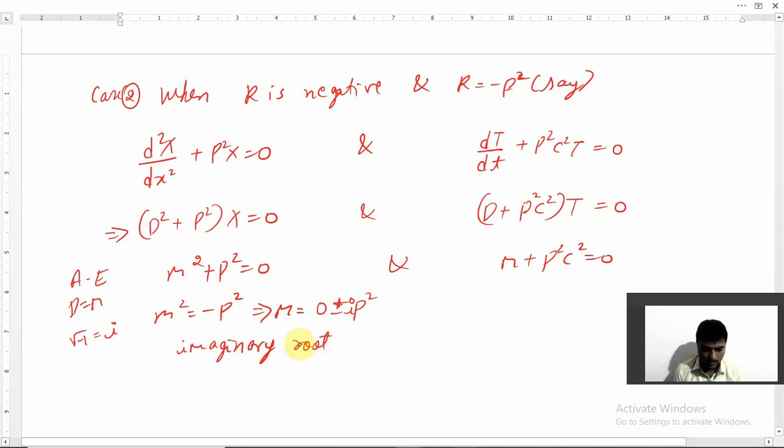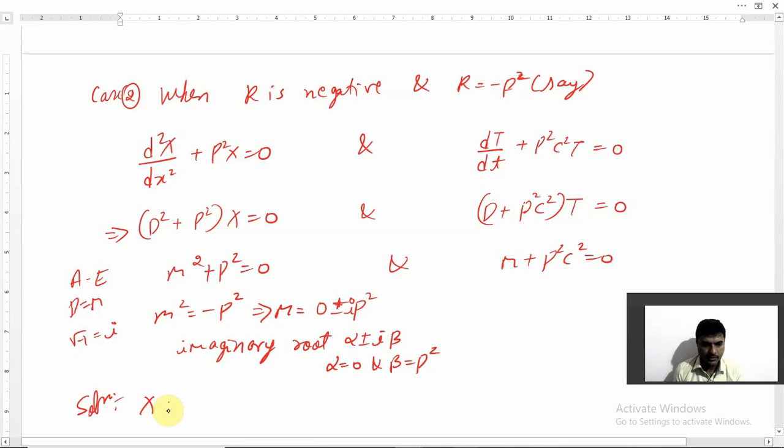So for the imaginary root, what is the formula? I have already given it, so please follow that. Here alpha is going to be compared with the imaginary root form alpha plus or minus i beta. Alpha is 0 and beta is p square. Therefore, students, what will be the solution?